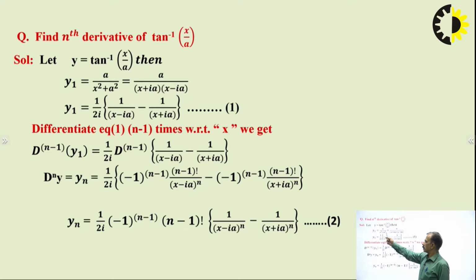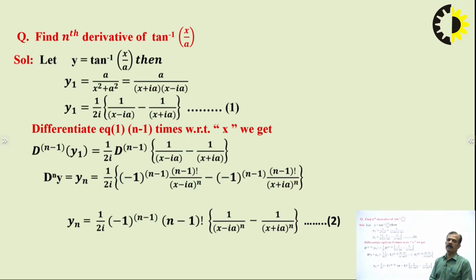Because x square plus a square has two factors, x plus ia and x minus ia, we now use partial fractions: A upon x plus ia plus B upon x minus ia. Here A equals minus 1 and B equals minus 1. So the value of y1 is 1 upon 2i into 1 upon x minus ia minus 1 upon x plus ia. This will be equation 1.